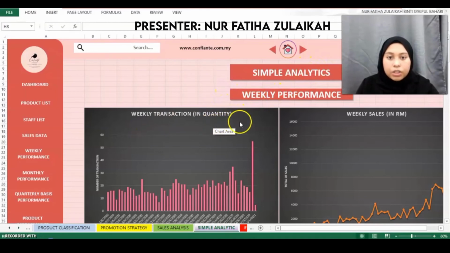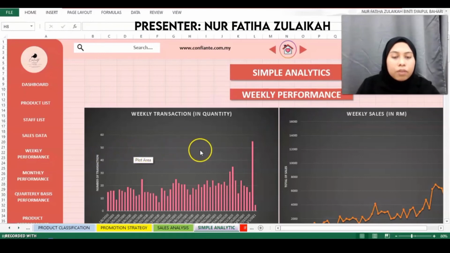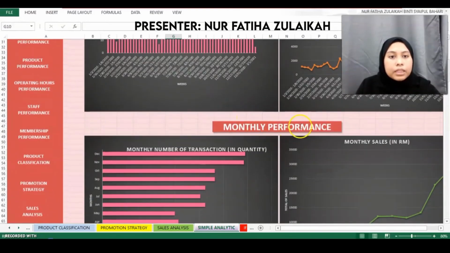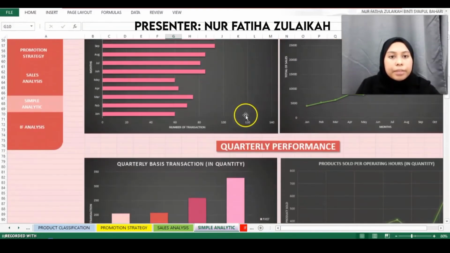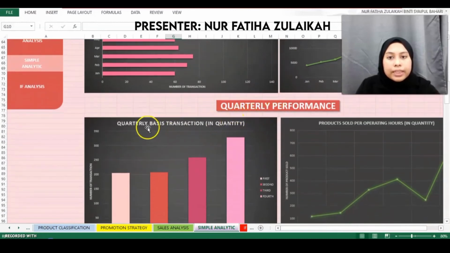We use a simple analysis to ease viewers and investors in analyzing all progress. It is easy to understand and gives all the essential insight on one page in one minute. As we can see here, we provide weekly performance, weekly transactions in quantity, and weekly sales in ringgit Malaysia. Monthly performance, monthly number of transactions in quantity, and monthly sales in ringgit Malaysia. Quarterly performance, quarterly transactions in quantity, and products sold per operating hours in quantity.